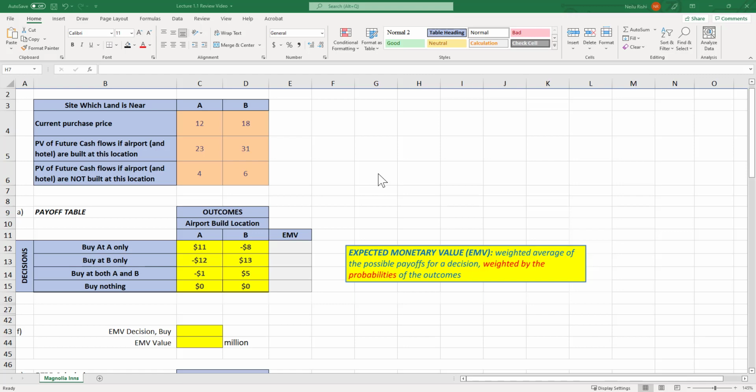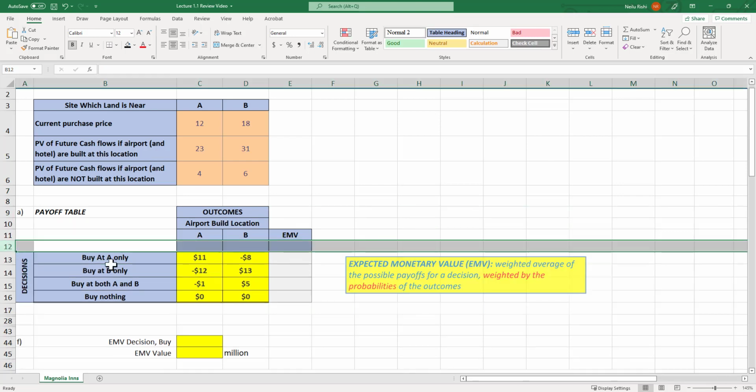In this video, I'm going to show how to calculate the EMV as well as determine the optimal EMV and the associated decision. So the EMV is an acronym for expected monetary value. It is the weighted average. So now we have to consider the probabilities. So in this question, we have some probabilities.